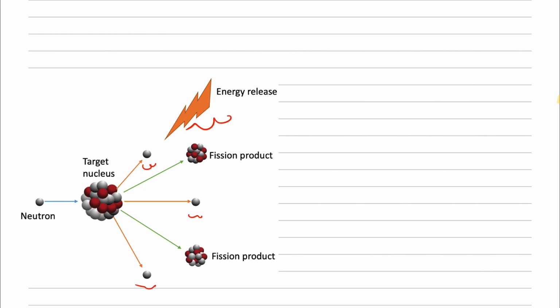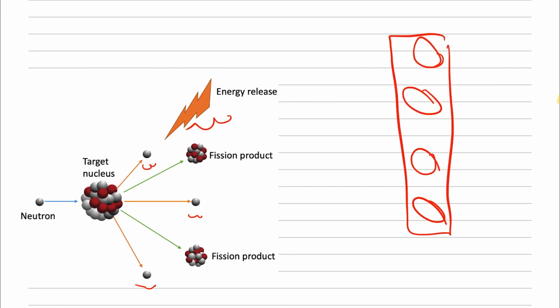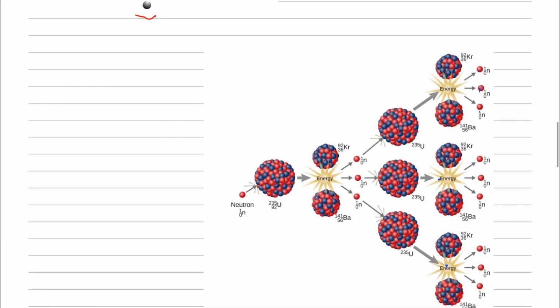Now assume that we have a rod like this and we fill this rod with a number of target nuclei, and then we just shoot one neutron, and this neutron interacts with one of these nuclei. What happened? In this figure you see the story here. This neutron slams the uranium-235. Two lighter and more stable nuclei are formed.